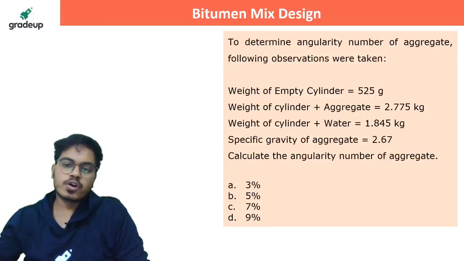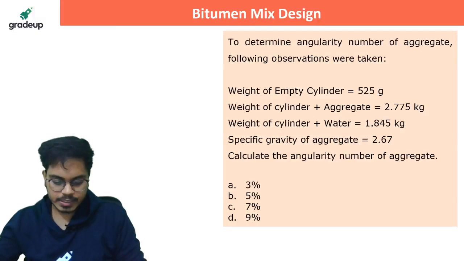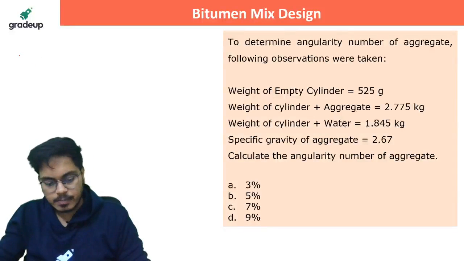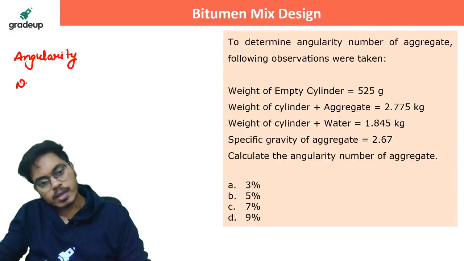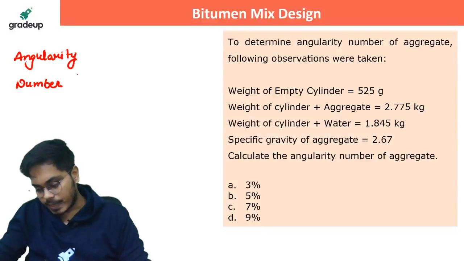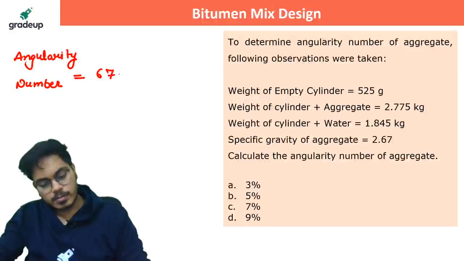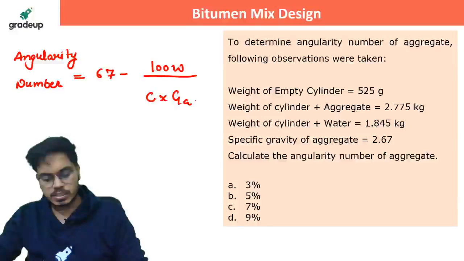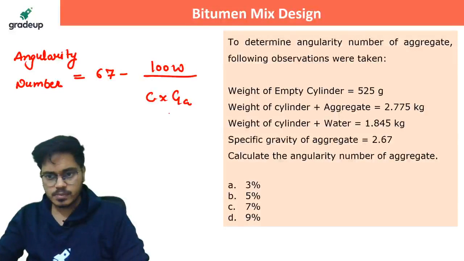Alright, this question is from the angularity number. You have to get the value of the aggregates' angularity number. Quickly. So the angularity number can be determined by the formula 67 minus 100 W upon C into GA, where GA is the specific gravity of the aggregate, right?